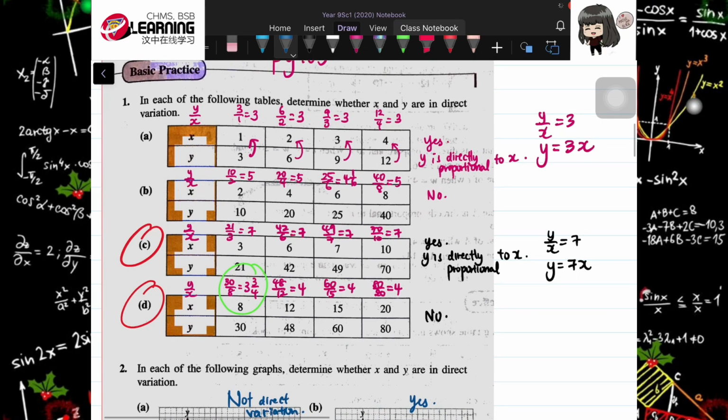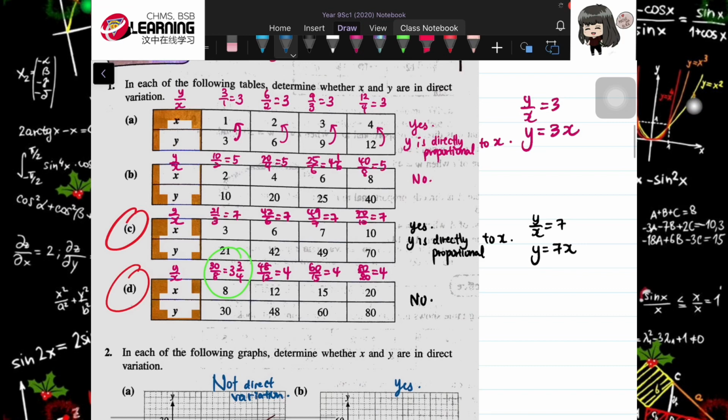So it's directly proportional. Y is directly proportional to x, where the equation is y equals k, which is 7x. Please check your answer and tick. Add on this y equals 7x. Okay, part D.